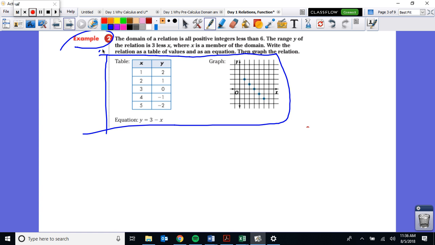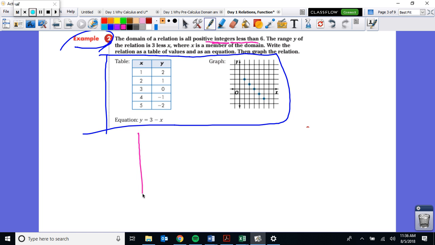So reading up here, starting with read along with me, example 2 in your textbook or up here on your screen. The domain of a relation is all positive integers less than 6. So integer is on a number line. So positive integers less than 6.